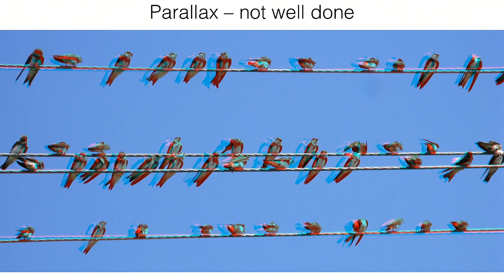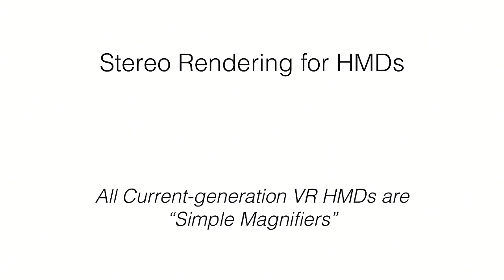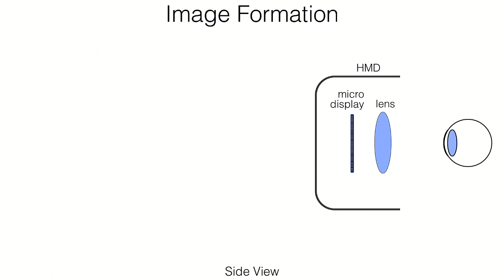So now that we've talked about parallax and some basic ideas of stereopsis, let's talk about stereo rendering specifically for head-mounted displays. All current generation VR head-mounted displays just act as simple magnifiers, meaning that it essentially consists of, as Gordon showed earlier, just a microdisplay placed behind some static optic. What this does is magnify the microdisplay and project it outwards, fixing it at some distance.